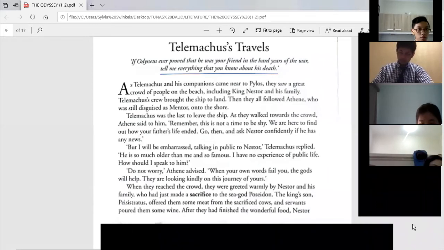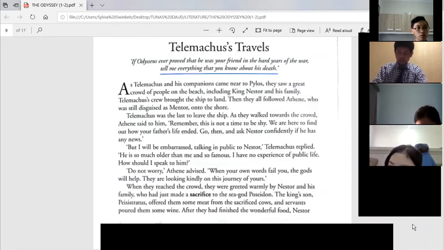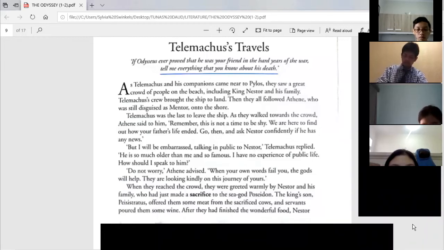Telemachus was the last to leave the ship. As they walked towards the crowd, Athena said to him, remember, this is not a time to be shy. We are here to find out how your father's life ended. So they don't know at this point where Odysseus is. They assume that Odysseus is dead, but they don't really know. And remember that these suitors, these men who come to live at his estate and palace, want to marry his mom so they will become rich and can take over the kingdom, right? So they're trying to figure out where his dad is.